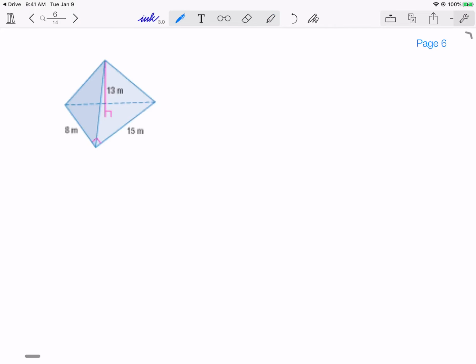So in this one, I've got a triangular pyramid because I've got a triangle at the base, and then all the sides meet at a point at the top. And then the base and height of this triangle are 8 and 15. So the area of my base is 8 times 15 divided by 2, which will be 60 meters squared.